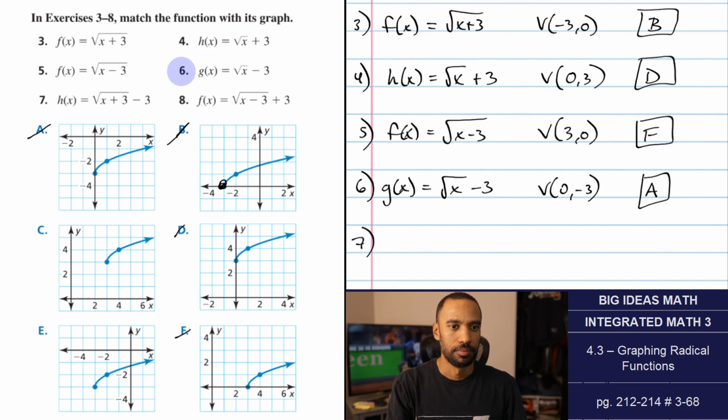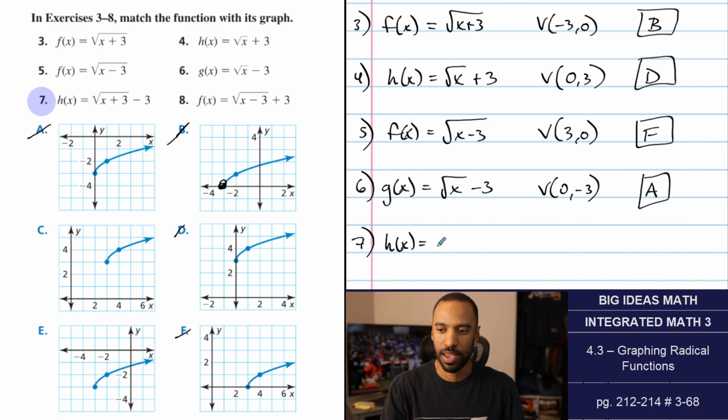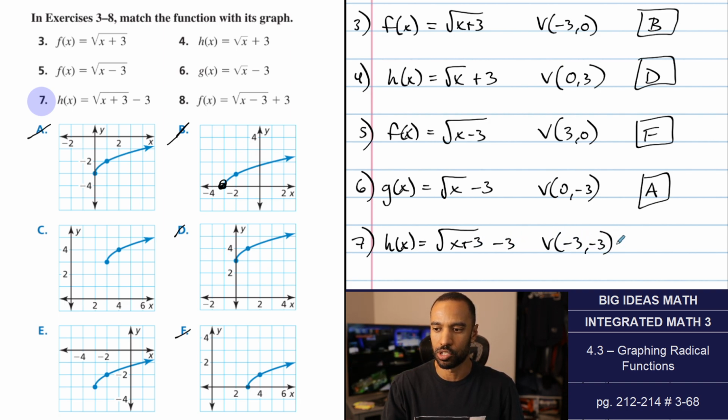Number 7. Quick whiz bang on questions here. I keep saying absolute value. h of x equals square root of x plus 3 minus 3. That vertex is at (-3, -3), so 3 left, 3 down. And that is E, option E.